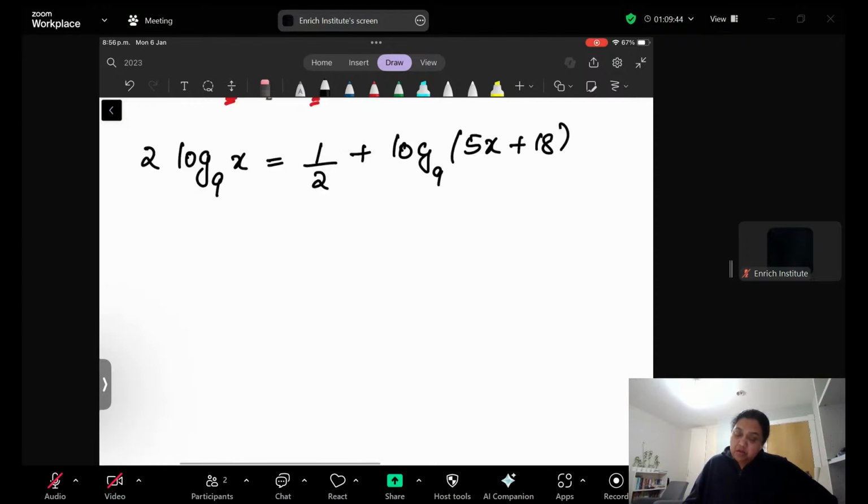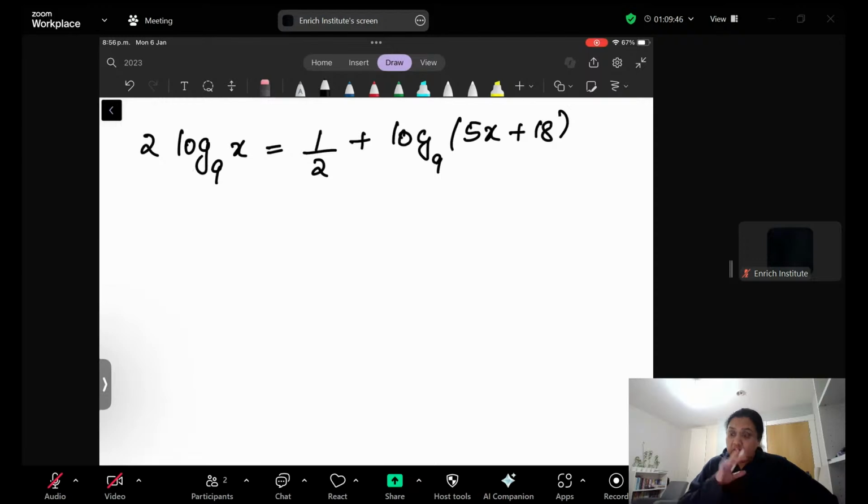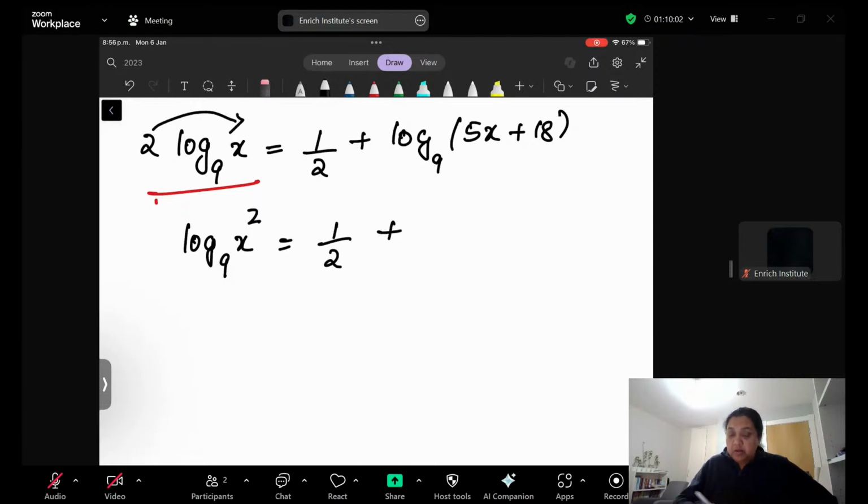9. Okay, so the base is the same. So I don't need to worry, I don't need to change the base. Now I will simplify this. So first simplification will be done for this, and that will be log x to the base 9 to the power of 2, because 2 will jump to the top. Okay, and this is 1 by 2 plus log 5x plus 18.